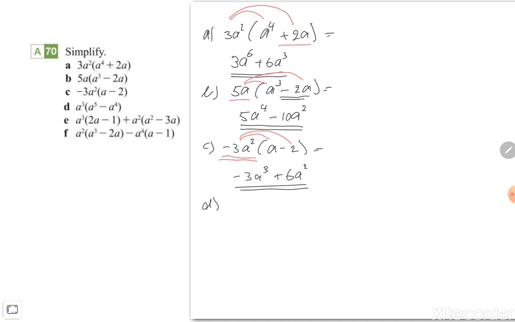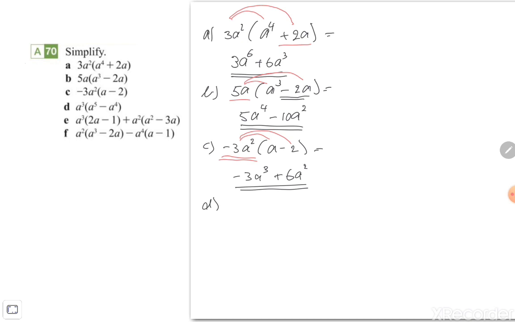Always look if you can simplify the end answer, but we can't with 5a to the power 4 minus 10a squared because they aren't equal terms.